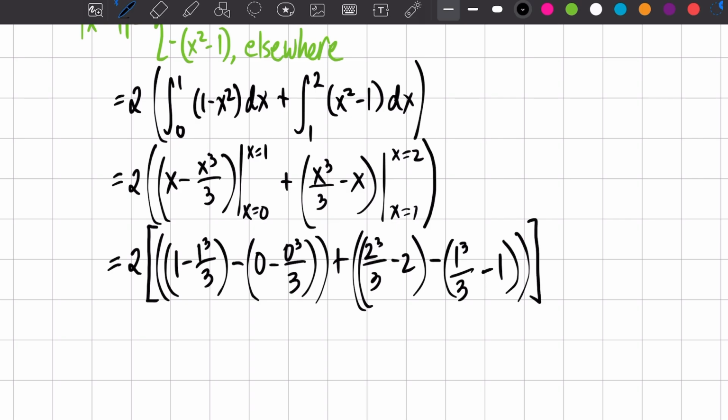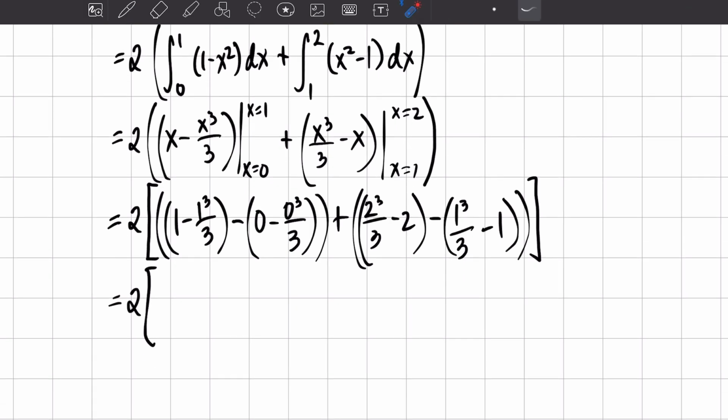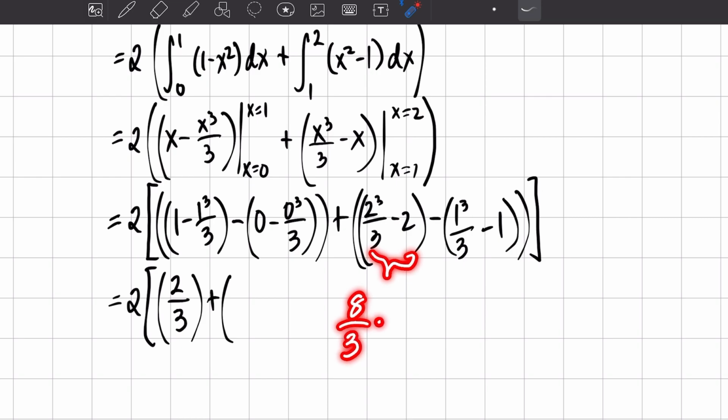Okay. So that's 2 multiplied by 1 minus 1 cubed over 3. So that's 1 minus 1 over 3, which is equal to 2 thirds. So we have here 2 thirds minus 0 minus 0 cubed over 3. That's just 0. So we have 2 thirds here. Plus, for this one right here, we have 2 cubed over 3. That's 8 over 3. Minus 2, which we can write as 6 over 3. So we have here 2 thirds.